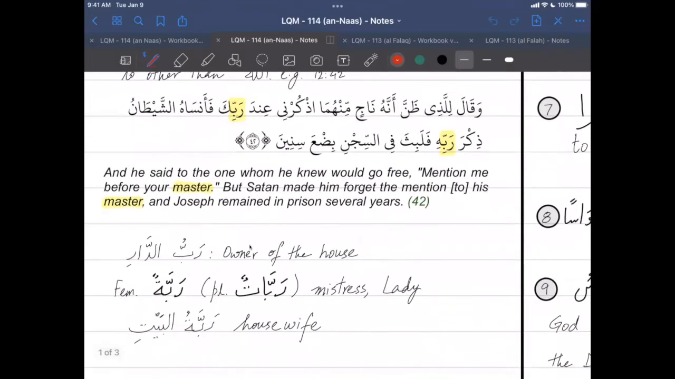Here are some examples from the dictionary. Rabbud Dar means the owner of the house. The feminine is Rabbatun, by putting a ta marbuta at the end. Plural being Rabbatun. So the meaning is mistress or lady. And one of the common usages is Rabbatul Bayt, meaning housewife. Okay. Or literally the lord of the house, or master of the house. With a lowercase m, master of the house. Okay.